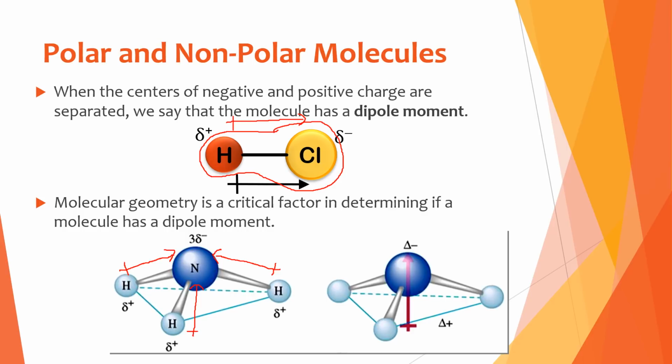As you can see here, the overall polarity will point upward. This is because the three dipole moments for each of the H and N polar bonds will meet at the center, and it will force the dipole moment to move upward.